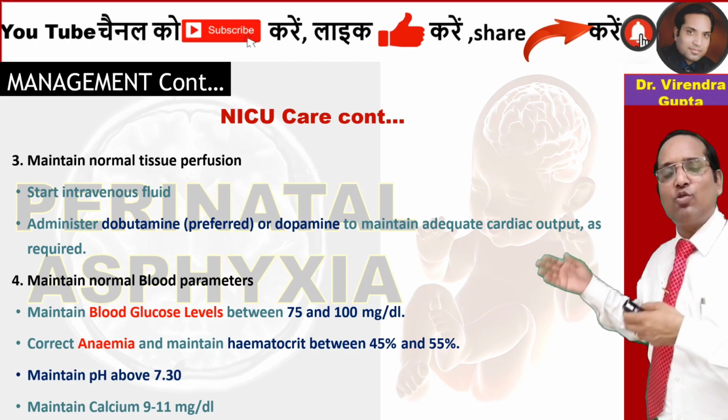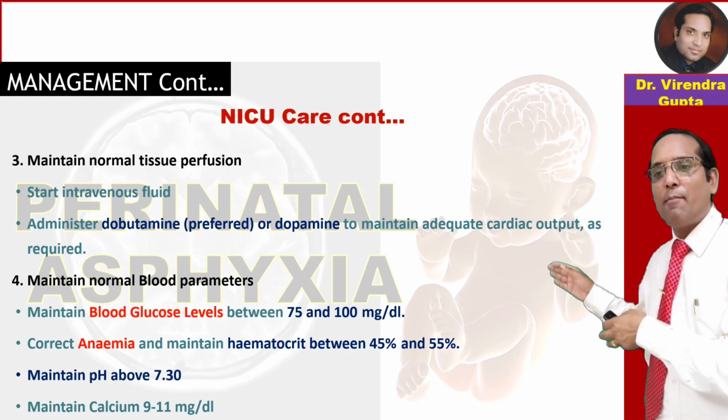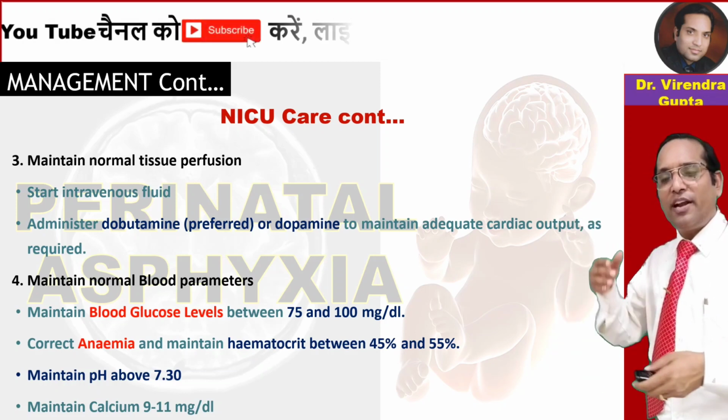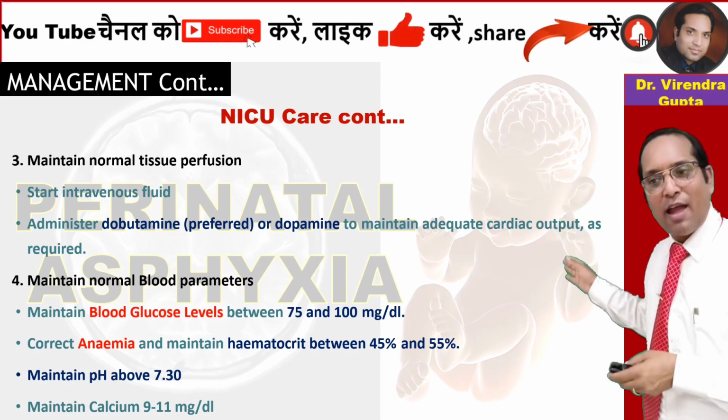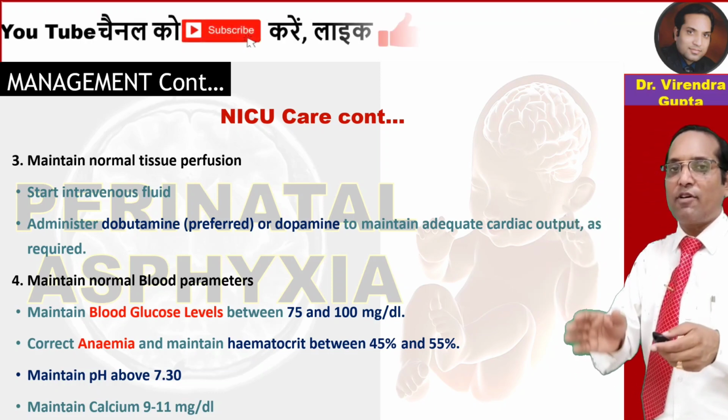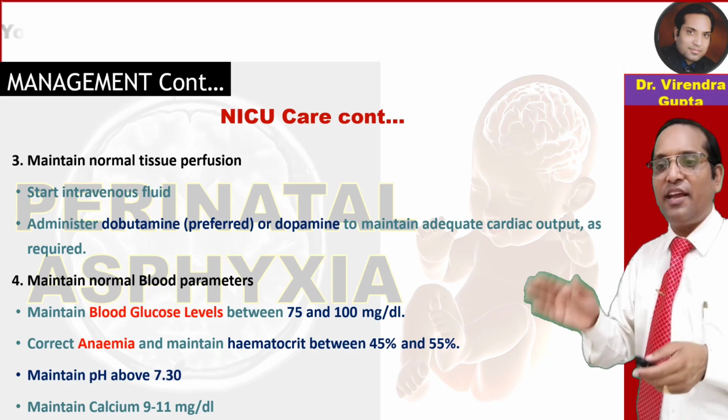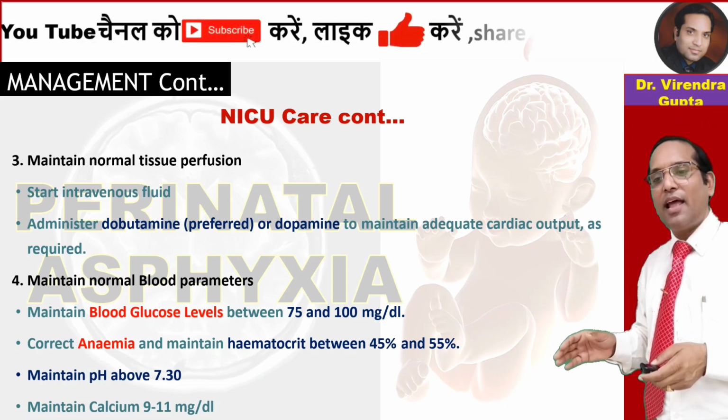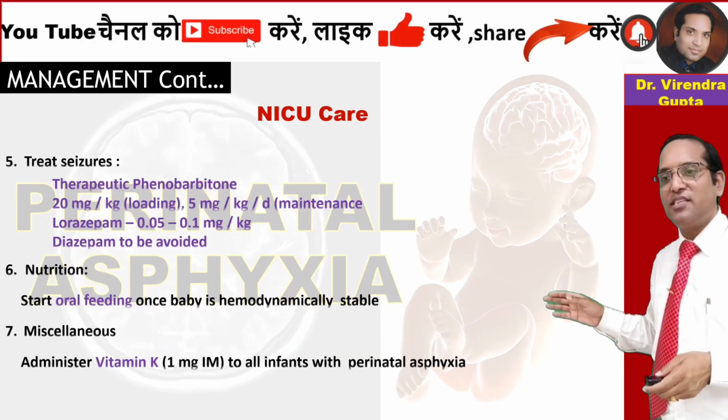And maintain the normal blood parameters: blood glucose level 75 to 100 mg per deciliter and hematocrit level at 45 to 55%, and maintain the pH above 7.3 and maintain calcium level at 9 to 11 mg per deciliter.